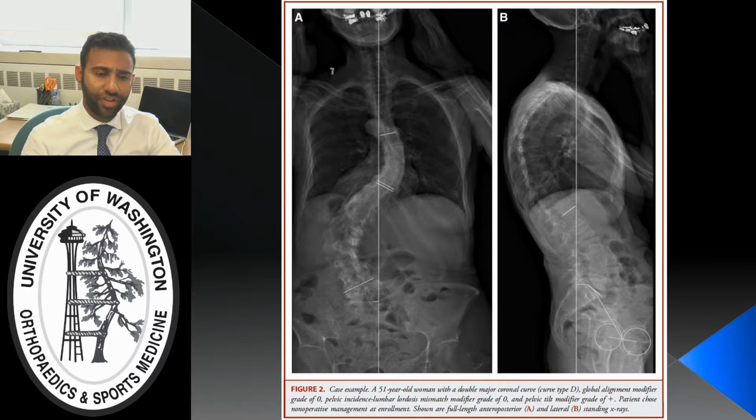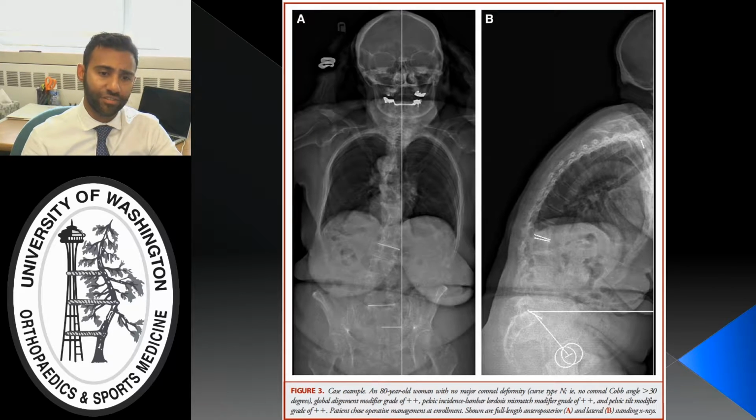Here's another example of a 51-year-old woman with a double major coronal curve. She has a global alignment modifier of grade 0 and pelvic incidence, lumbar lordosis mismatch of 0, pelvic tilt of positive. And this patient chose non-operative treatment because she's relatively well balanced and didn't have any significant sagittal plane deformity.